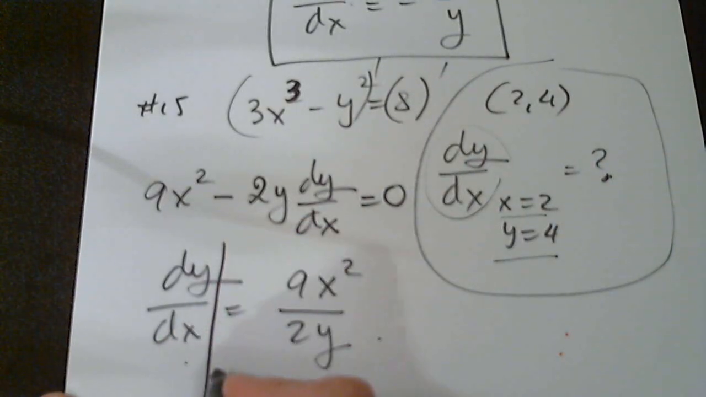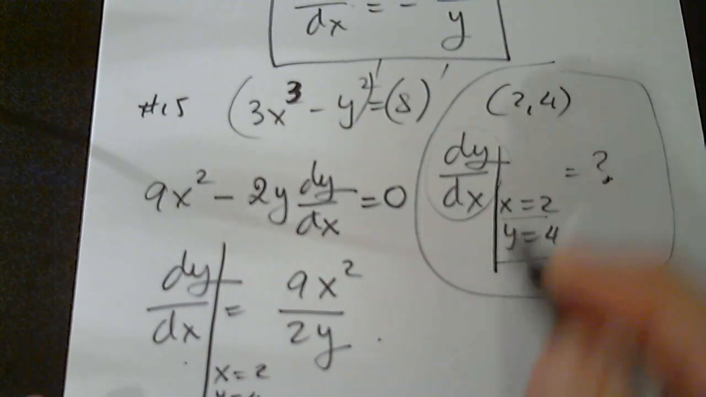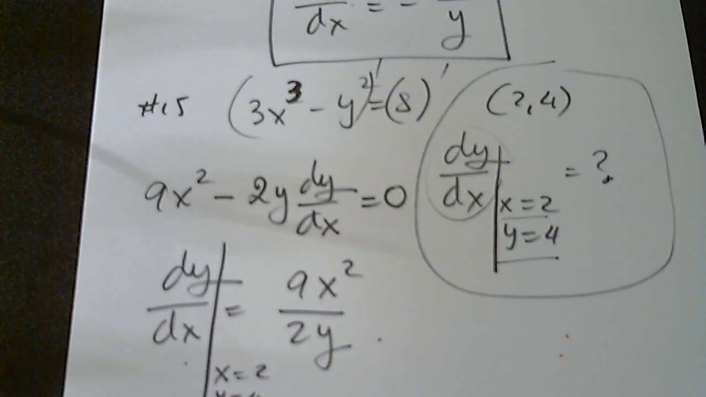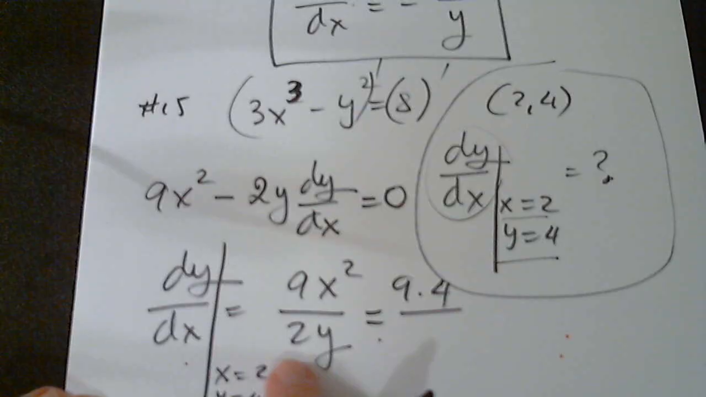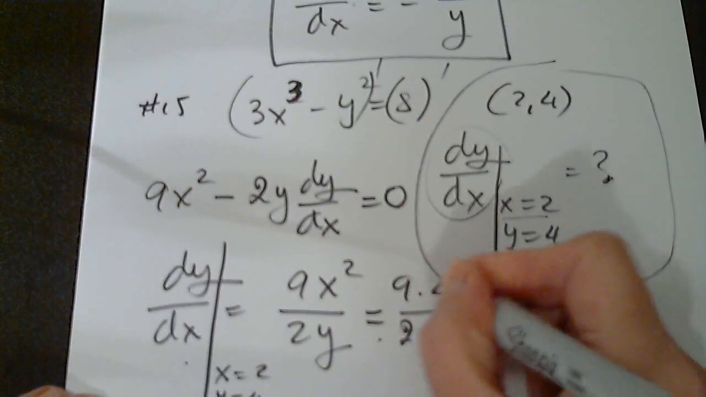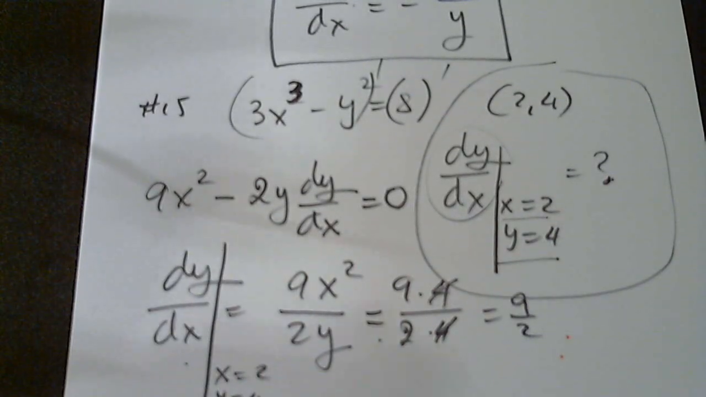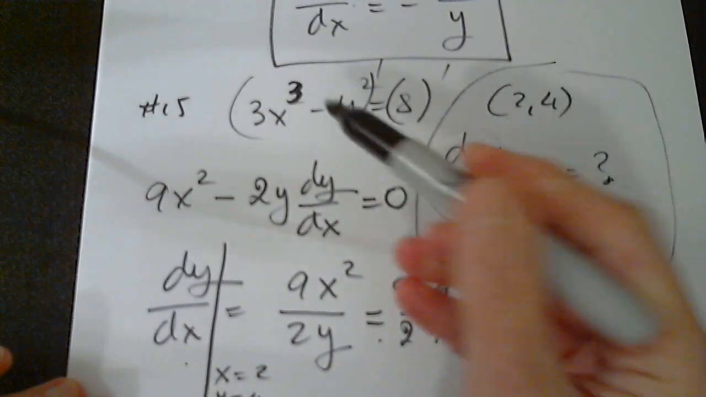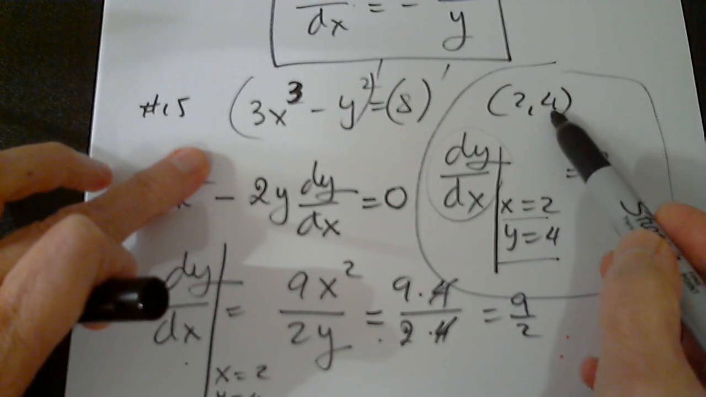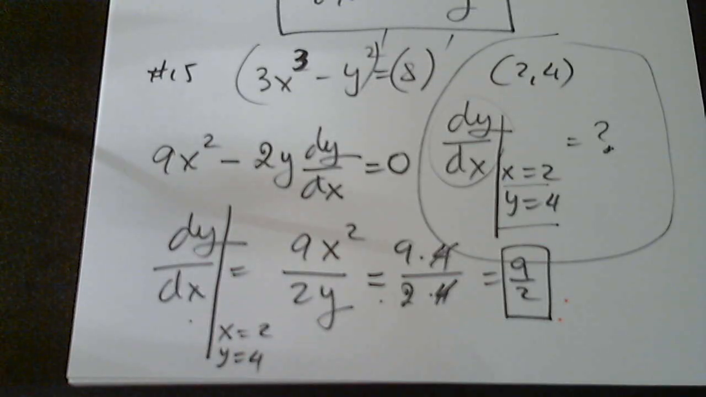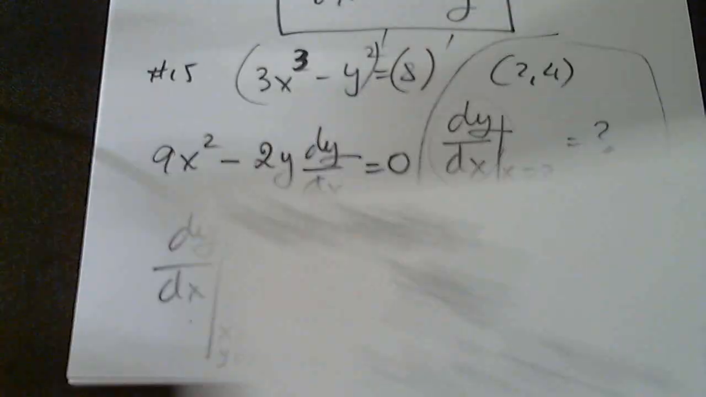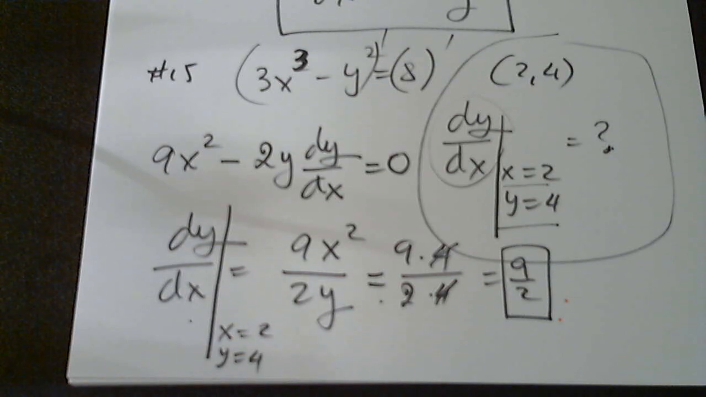But now all I have to do is, we normally put that bar. So when x is 2 and y is 4, no problem. So 9 times 4 divided by 2 times 4. So the slope, sorry about that. So the slope of the tangent line to the graph of this at the point 2 comma 4 is 9/2. That's it. Any questions?